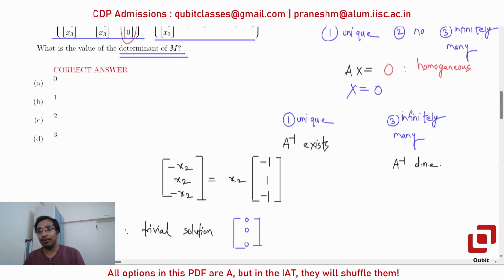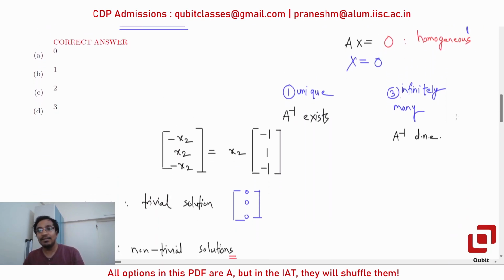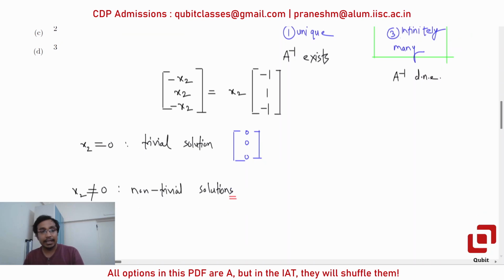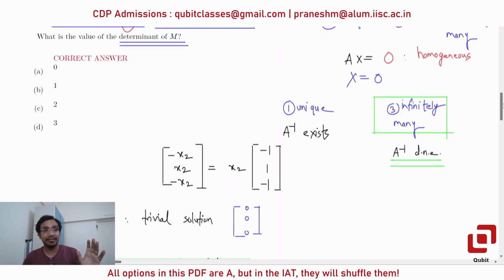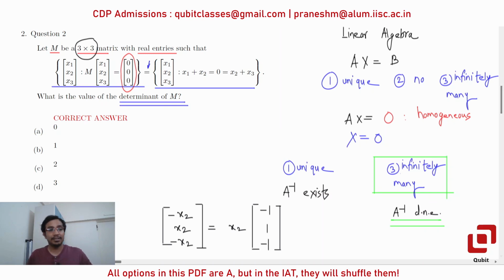So it then falls into which category? It falls under the category of infinitely many solutions, and therefore the determinant of the matrix should be equal to 0. It should be a singular matrix, which means the correct option is A.